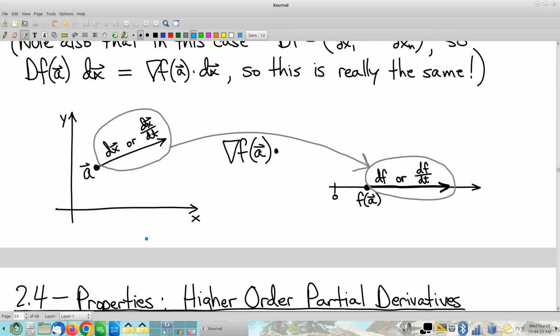Okay. So same interpretation. And again, all of this is only if you have a real valued function. But when you have a real valued function, you can think of it instead as being a dot product with the gradient as opposed to a matrix product with the derivative matrix.